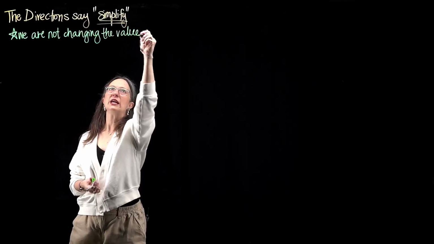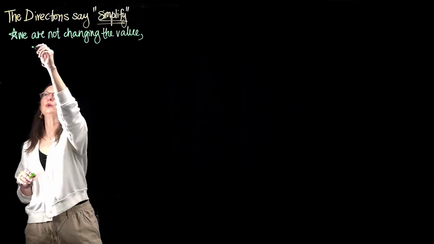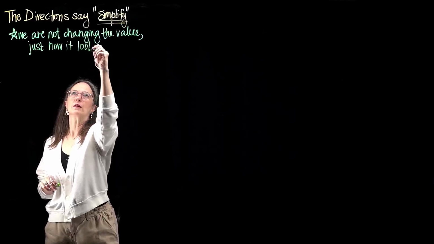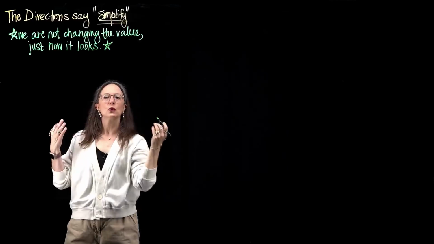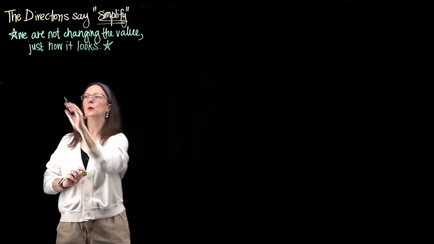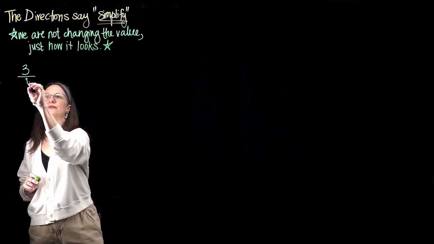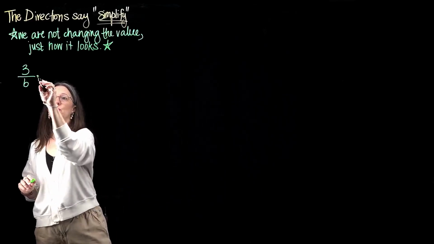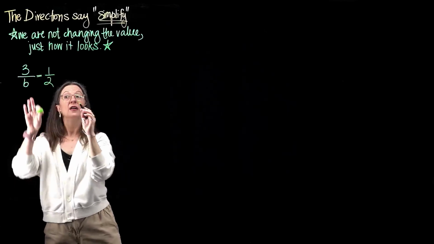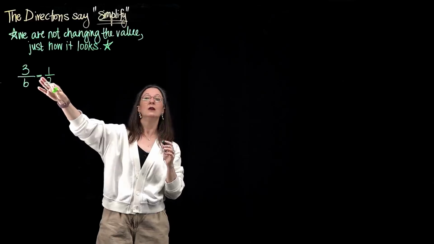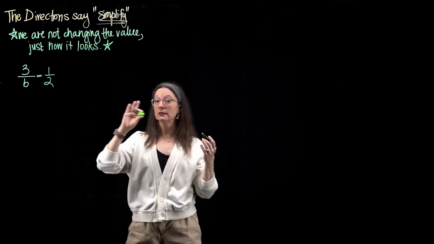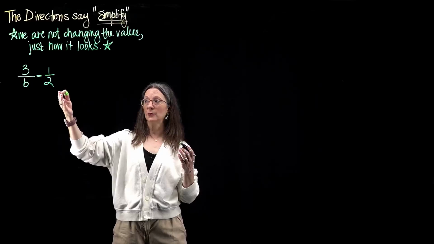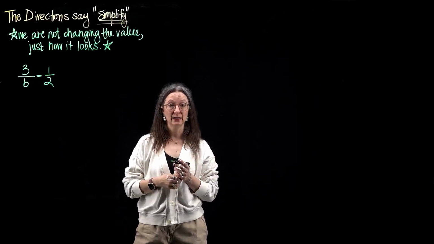Okay, so we are not changing it. We're not changing the value, just what it looks like. So a very small example would be, instead of 3 out of 6, we are going to simplify that to its simpler form of 1/2. This would be the simplified answer, where 3/6 is correct technically. If it was asked to be in its simplest form or to be simplified, 1/2 is our correct answer.